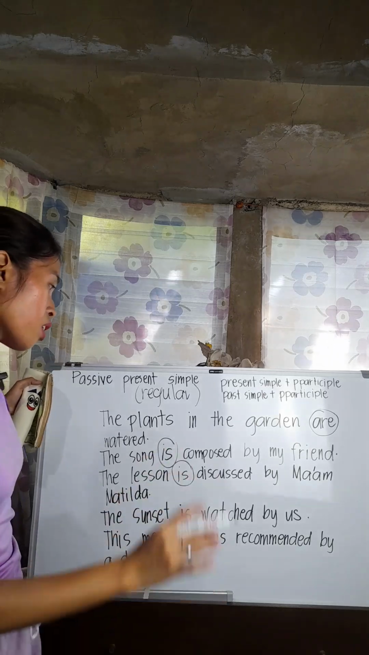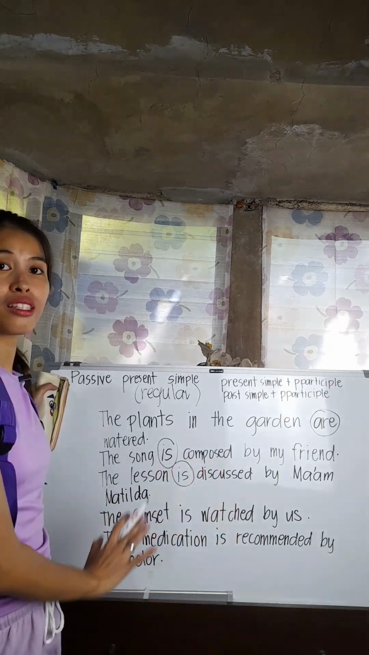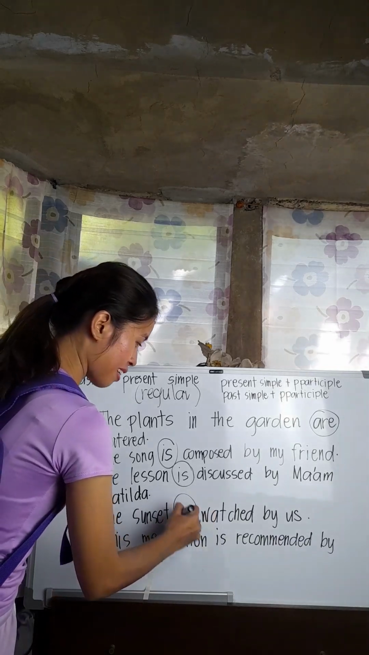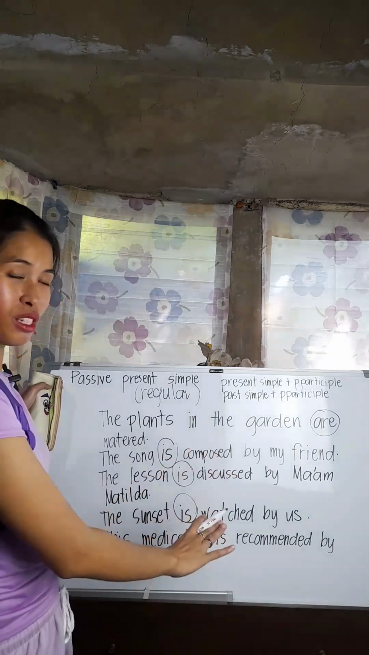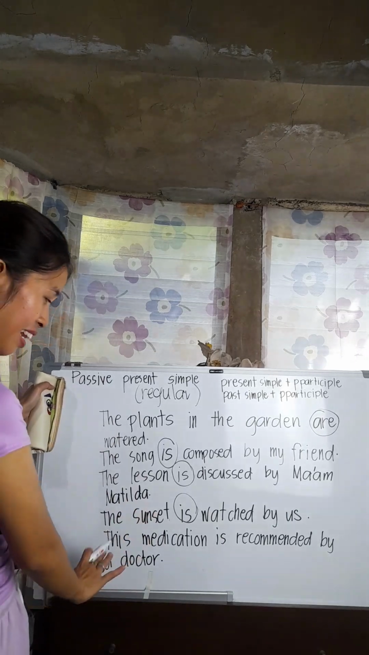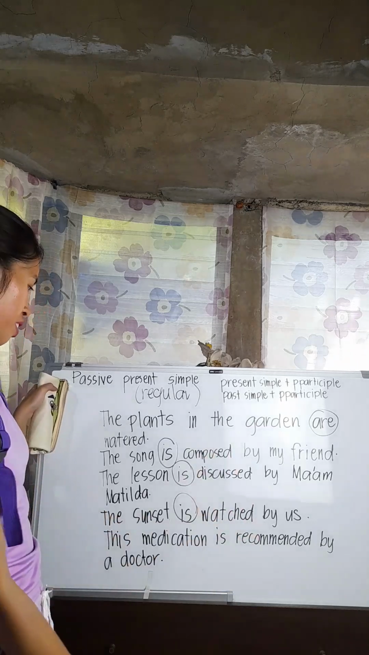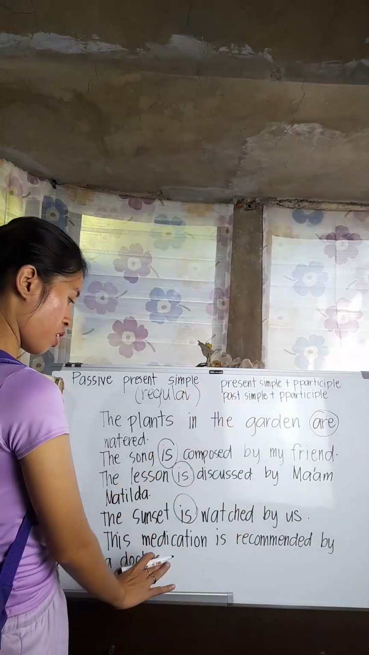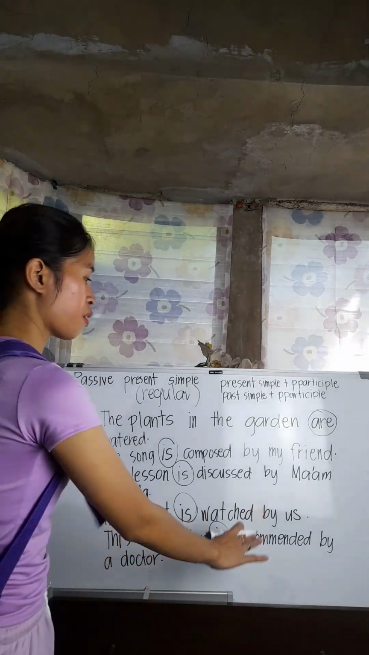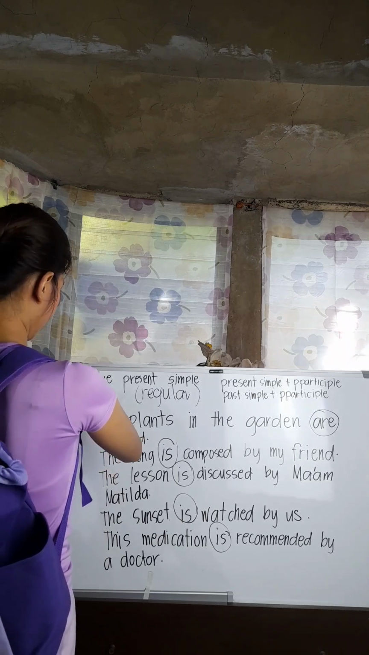For the ninth sentence, the sunset is watched by us. Subject, the sunset, present simple is, and the past participle, watched. For the last sentence, this medication is recommended by a doctor. The subject, this medication, present simple is the word is. Recommended as the past participle.